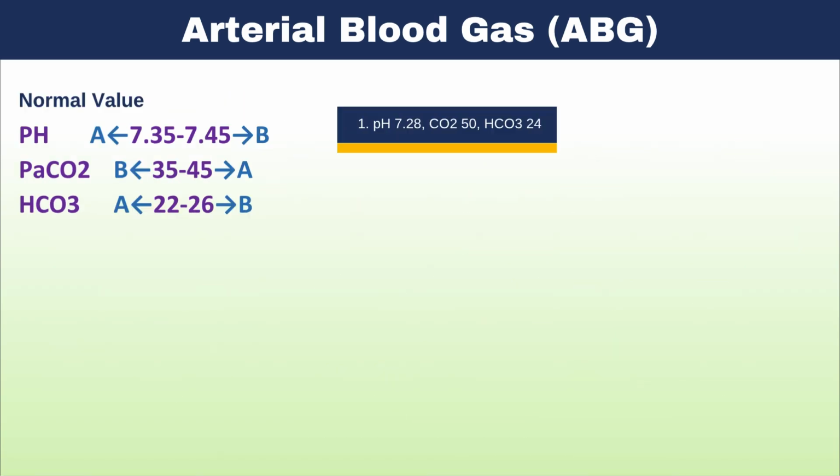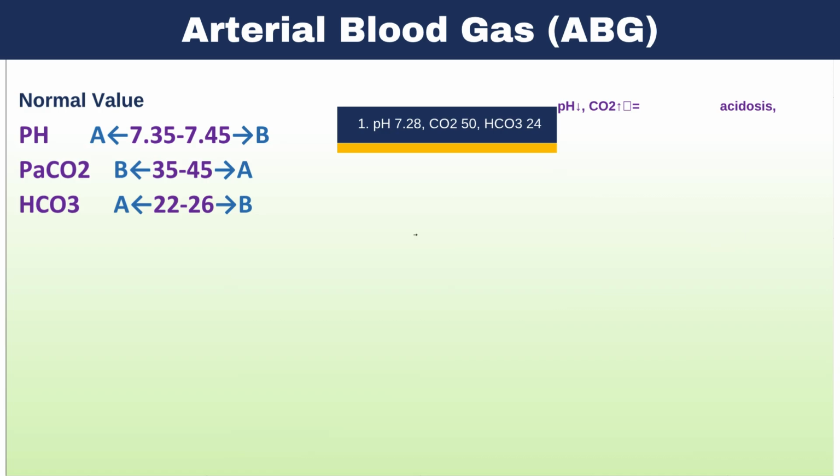We will do some problems to identify the ABG interpretation. So we will see the first problem. pH is 7.28, carbon dioxide is 50, bicarbonate is 24. In this case, carbon dioxide is increased, pH is decreased. This is a respiratory problem and the pH is abnormal, that is acidic. The metabolic system, that is bicarbonate, is normal and is not at this time trying to compensate.